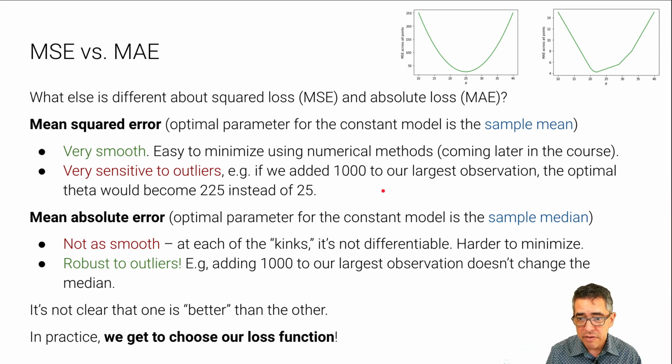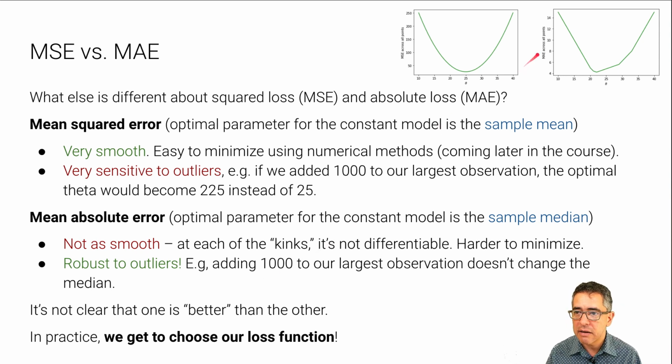So you would say the average wealth in the room is now tens or hundreds of millions, whereas everybody else is still the same. It's just that now we have one multi-billionaire in the room. The sample median, on the other hand, is not sensitive to that. So the mean absolute error leads to a model where the resulting optimal value is robust to outliers. Adding one very large value to, say, the largest observation doesn't change the median at all. And so that is what we mean when we say that the sample median is robust to outliers.